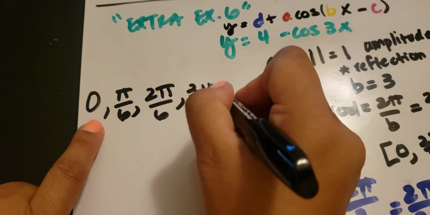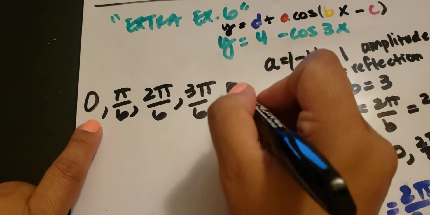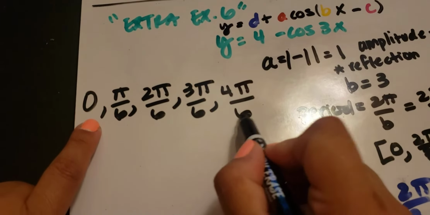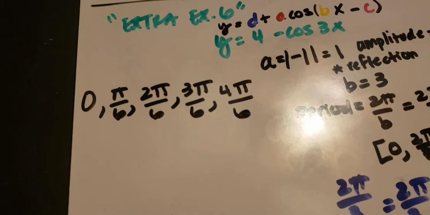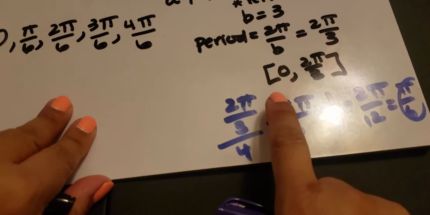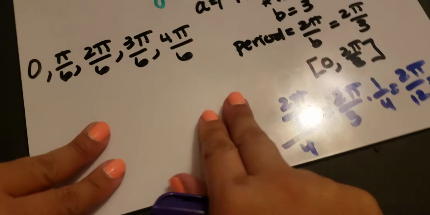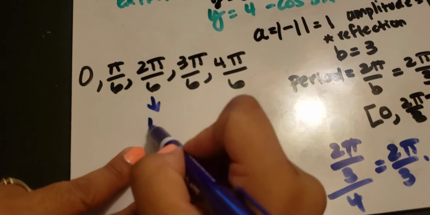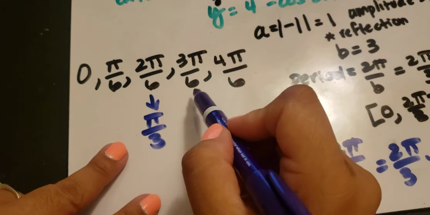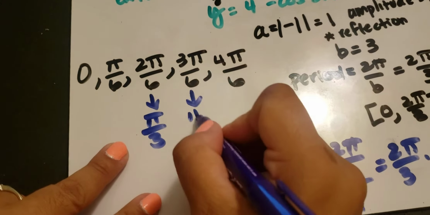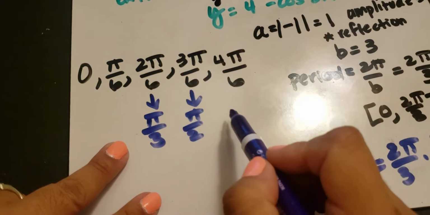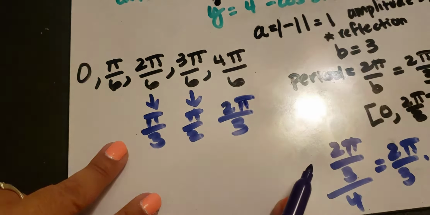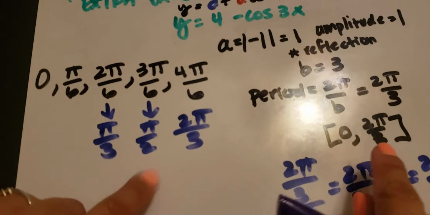Our next one should be 3 pi over 6, and then our next one should be 4 pi over 6. Now, if you're wondering when do you stop, remember your intervals are from 0 to 2 pi over 3. So pi over 6, 2 pi over 6 is the same as pi over 3. 3 pi over 6 is the same as pi over 2. And 4 pi over 6 is the same as 2 pi over 3. So you know you're done because of 2 pi over 3.